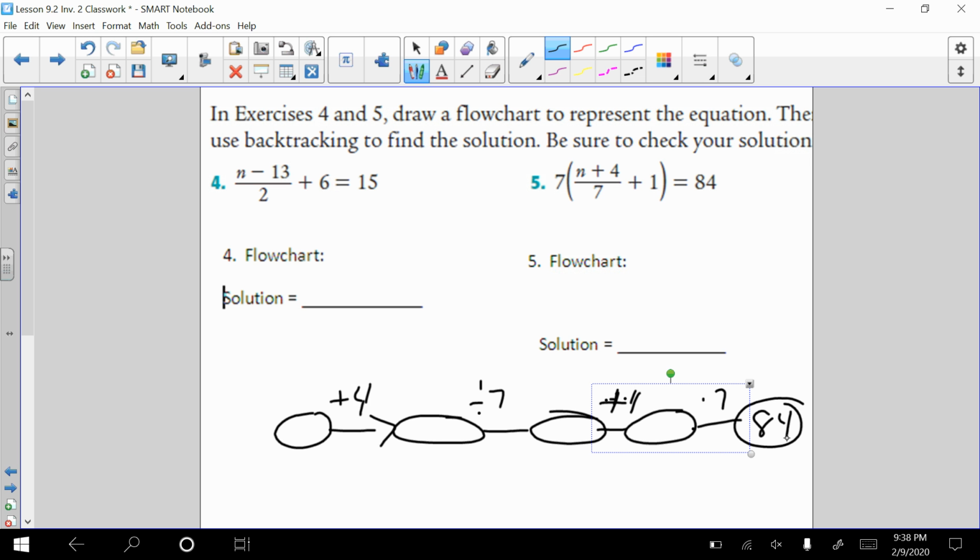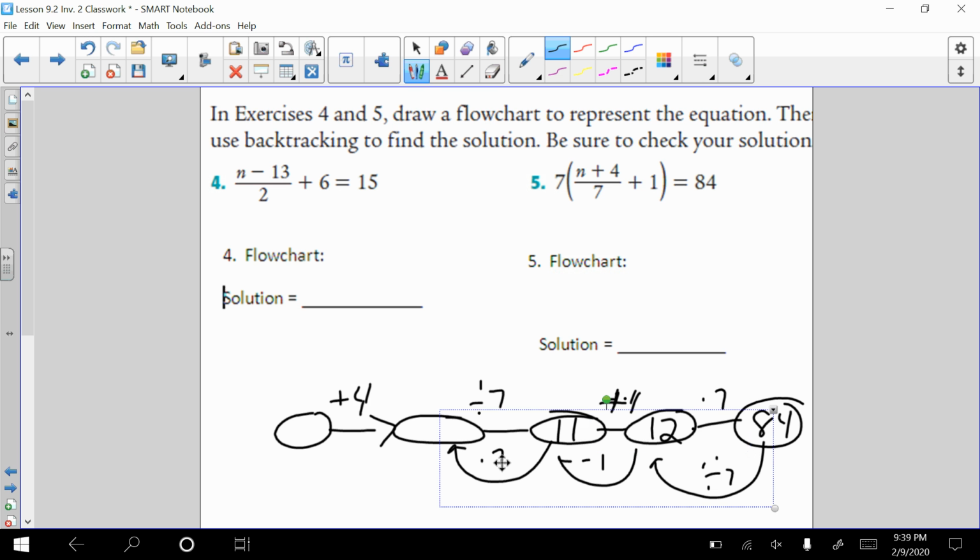Now, the first thing I want to do with this is divide by 7. So if I take 84 and divide it by 7, I need to determine what that is. Well, that's 12. Then the opposite of +1 is subtract 1. That gets me to 11. The opposite of divide by 7 is times 7, which gets me to 77. And the opposite of add 4 is minus 4, which gets me to 73.